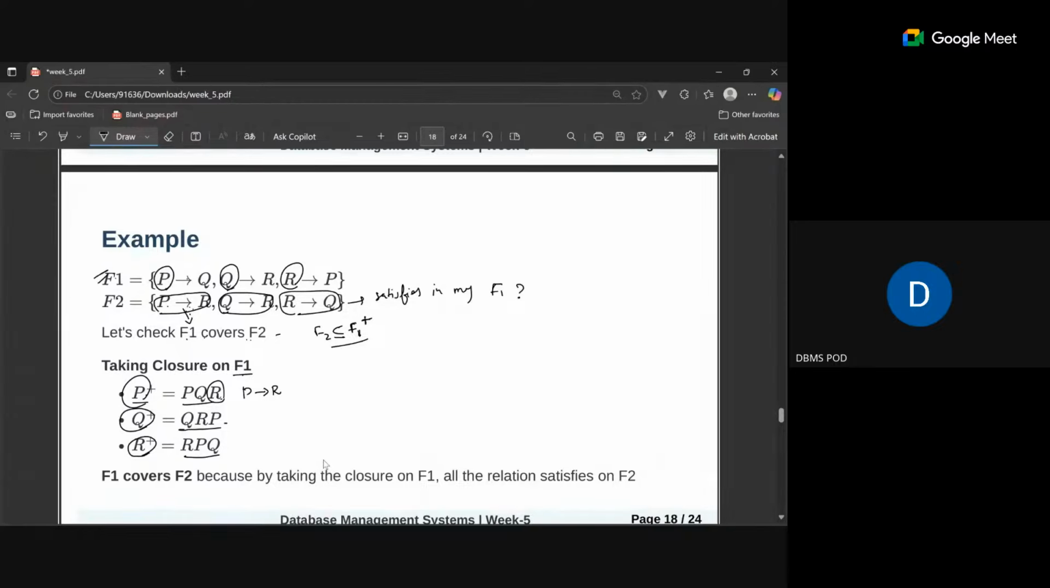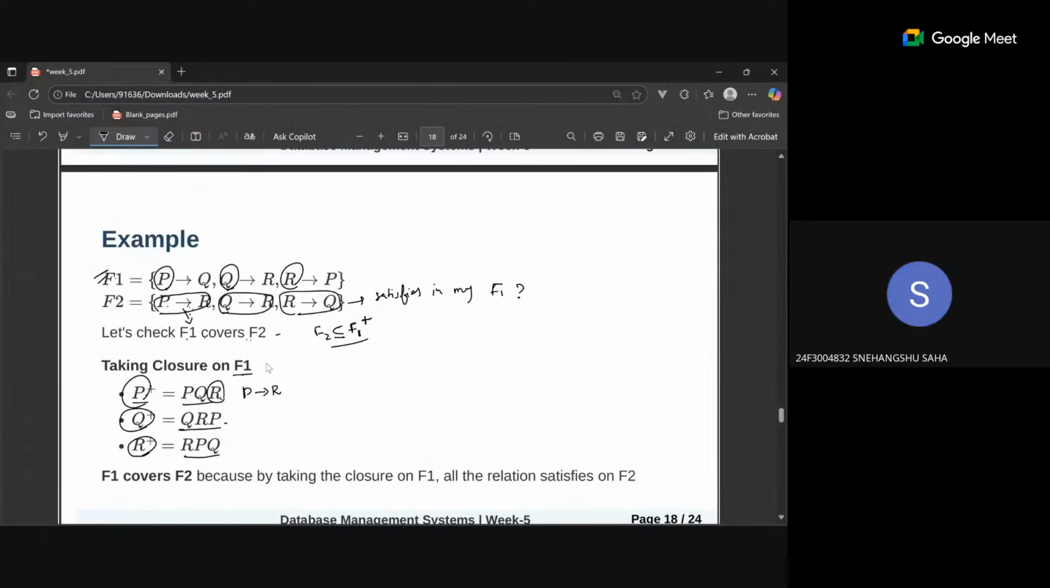I hope now you will be able to get why we are taking closure and how it's linked to the dependencies. If you are getting some attributes by taking the closure of it, then you can say the closure of that attribute determines whatever is present on the right side.